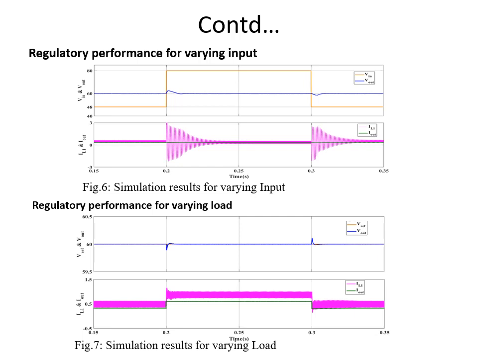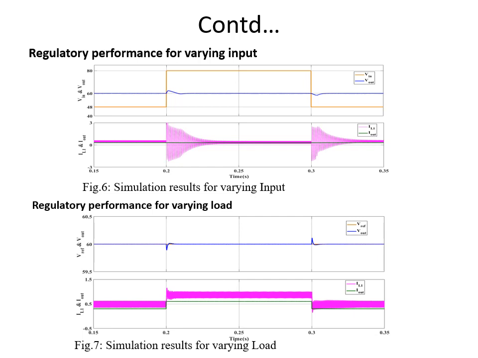We can see the effect of this change in input voltage. There is a transient in the output voltage that diminishes in just 0.01 seconds, and again at time t equals 0.3 seconds the input voltage changes back from 80 volt to 48 volt, and again there is a slight dip in the voltage. Initially it was a slight increase in the voltage, which settles down, and now there is a slight dip that settles again in 0.01 seconds. This is the regulatory performance, which shows that the output voltage remains settled whether there is an increase or decrease, or any variation in the input voltage of the circuit.